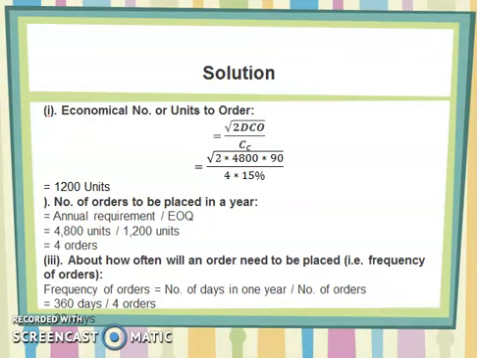Lastly, we need to calculate how often an order needs to be placed, that is frequency of orders. To calculate the frequency of orders, we need to divide the number of days in 1 year by the number of orders. Let's assume that the total number of days in a year is 360 and the number of orders placed is 4. So the frequency of order will be after 90 days. After every 90 days, we'll place a new order.